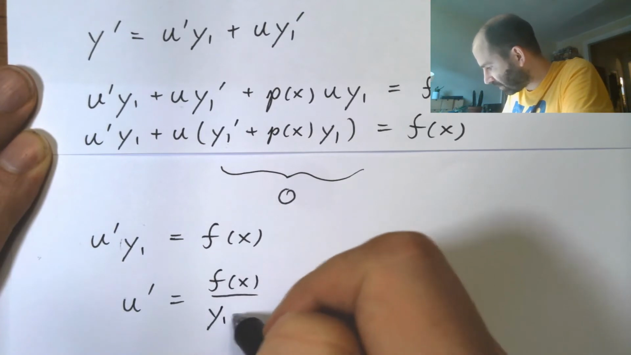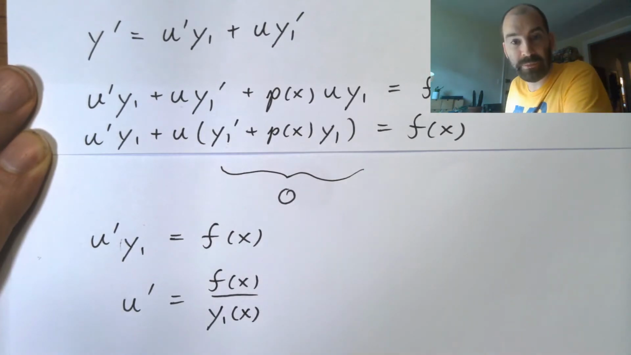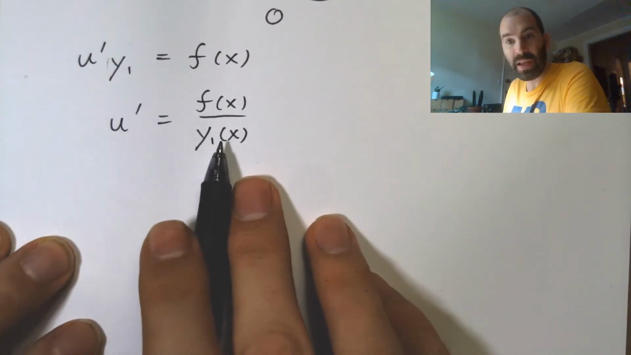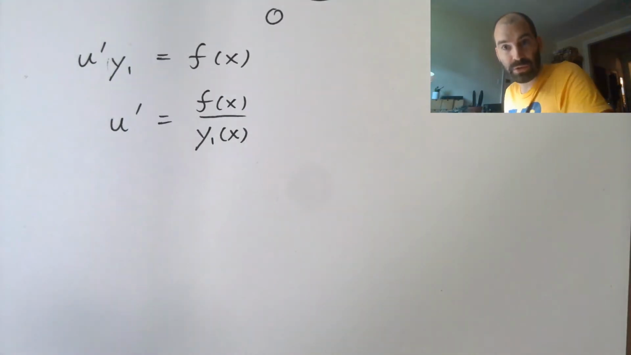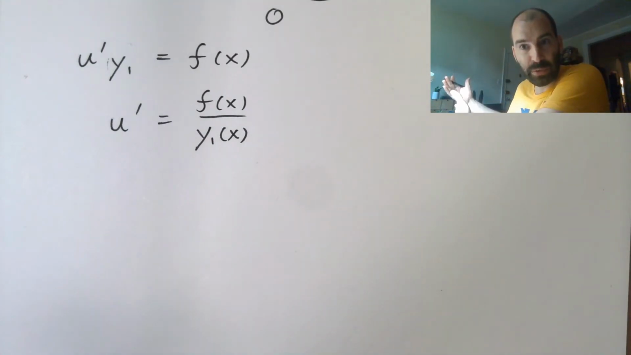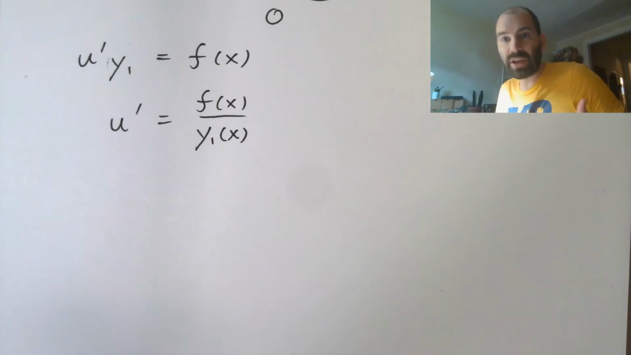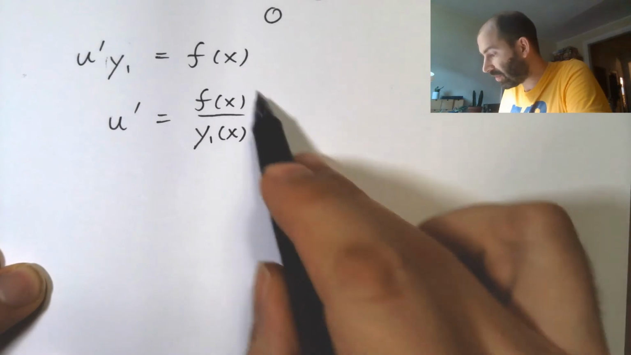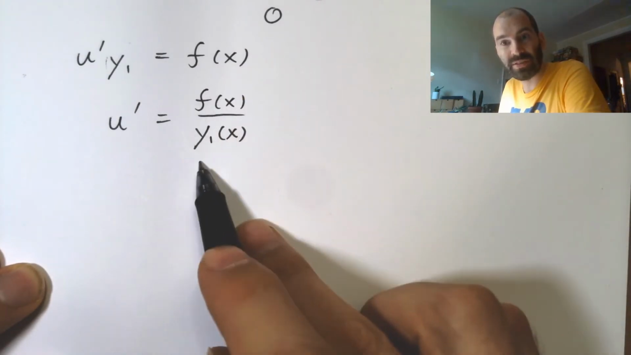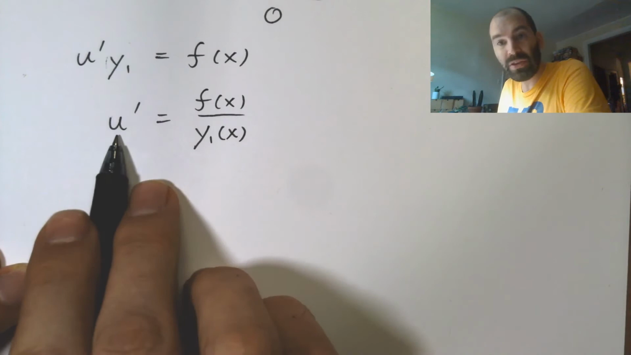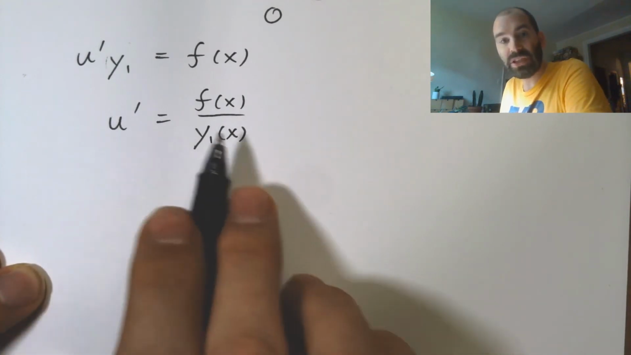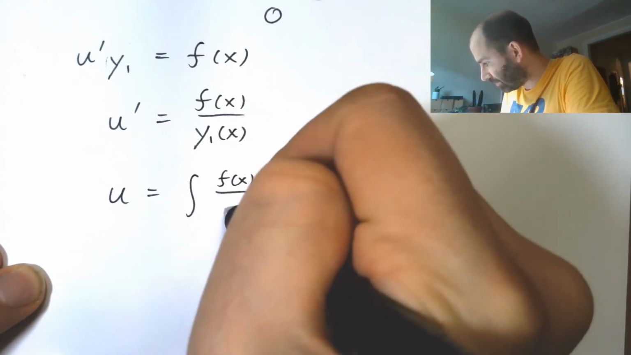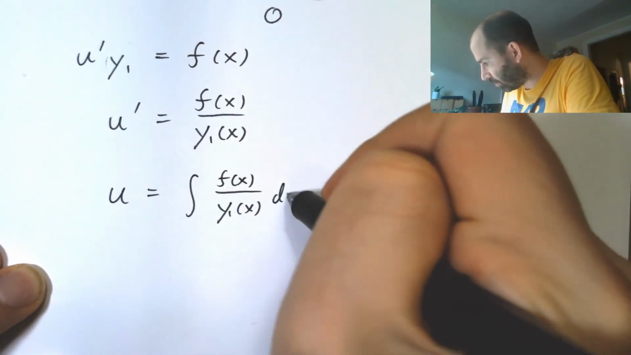y1 is a function of x, so I'll emphasize that by putting of x over here. We get this new differential equation. We knew what f of x was because that was given to us at the beginning of the problem. We'll know what the right-hand side of our differential equation is. We're going to solve the complementary equation and find y1, so we'll know what this is. This is completely known to us. So what are we going to do? To find u, we will just anti-differentiate both sides. So u just ends up being the antiderivative of this stuff, which hopefully we'll be able to do because we know what functions these are.